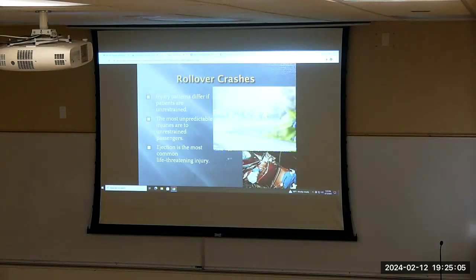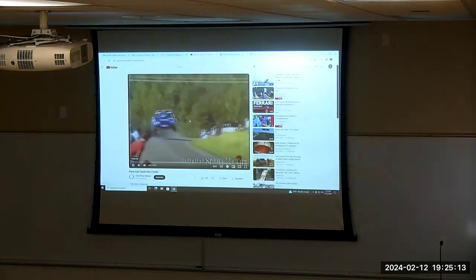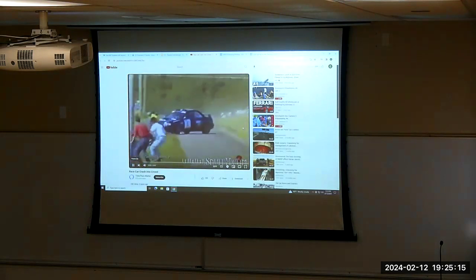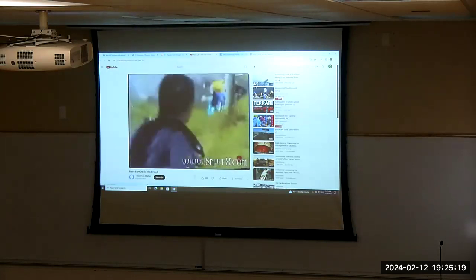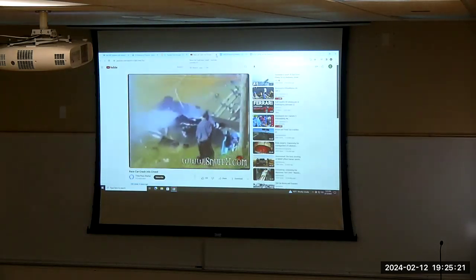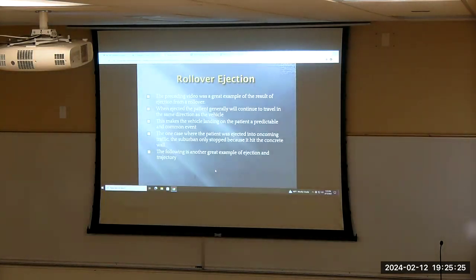Rollovers. If you're restrained, you do pretty well. If you're unrestrained, you become a lottery ball. You get 360-degree injuries. Those are pedestrians hit by a vehicle.